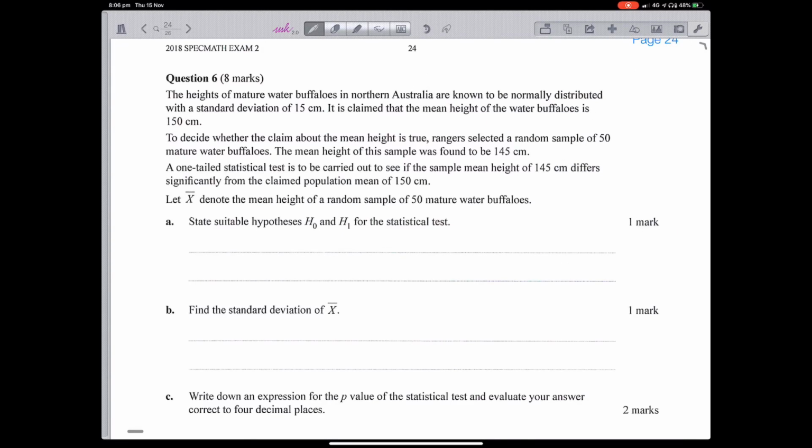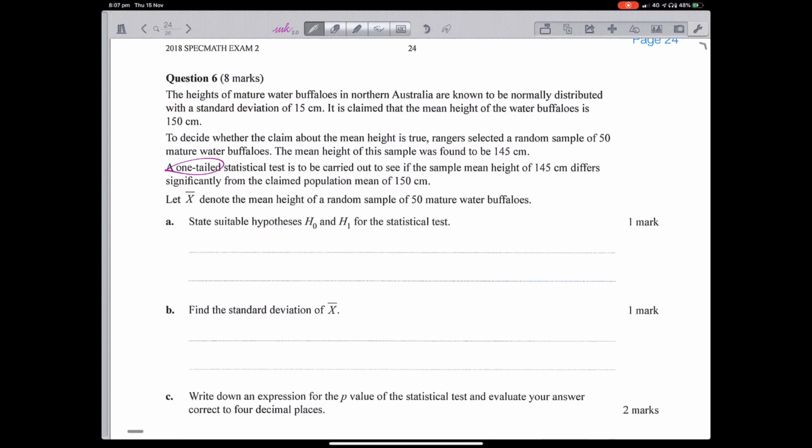Okay, number 6, we should be just about there. This has taken quite a while. The heights of mature water buffaloes in Australia are known to be normally distributed with a standard deviation of 15. A farmer claims the mean height is 150. To determine whether the height is in range, a random sample of 50 is selected. The mean height is 145, a one-tailed statistical test.